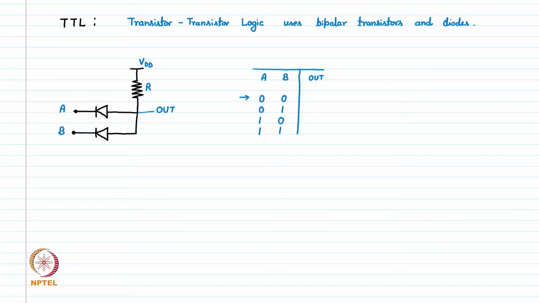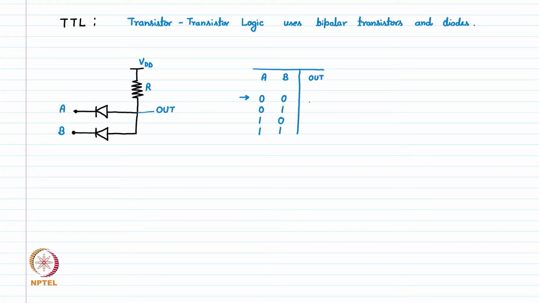Let us talk about the very first line, which is 0 0. When we apply A as 0 and B as 0, the output node, which is already being pulled up to VDD, a high voltage here, is high and node A is low. This diode will turn on, and because it has a very low on resistance, the output node will be immediately pulled to 0 volts, which is the voltage at node A. Node A and node B are both 0, so the output will be pulled down to 0.